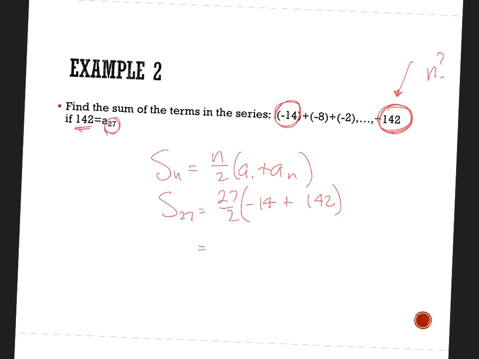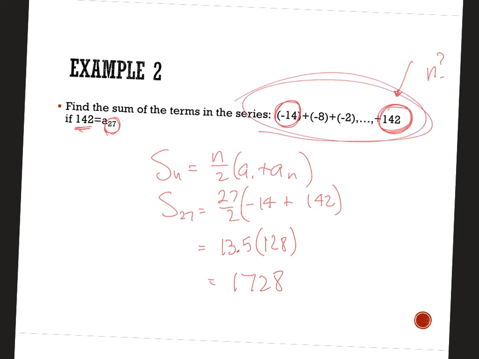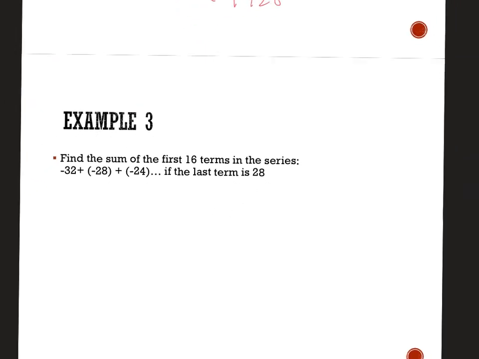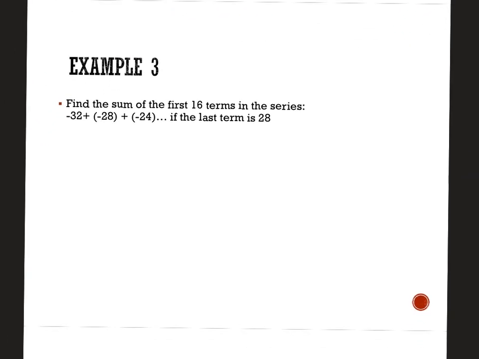Let's see, 27 over 2 is 13.5. And then 142 minus 14 is 128. When I multiply those together, you can probably hear my calculator clicking a little bit, 1,728 is the sum of all the numbers in this list. I think I have 4 examples in this particular lesson, so let's keep going.